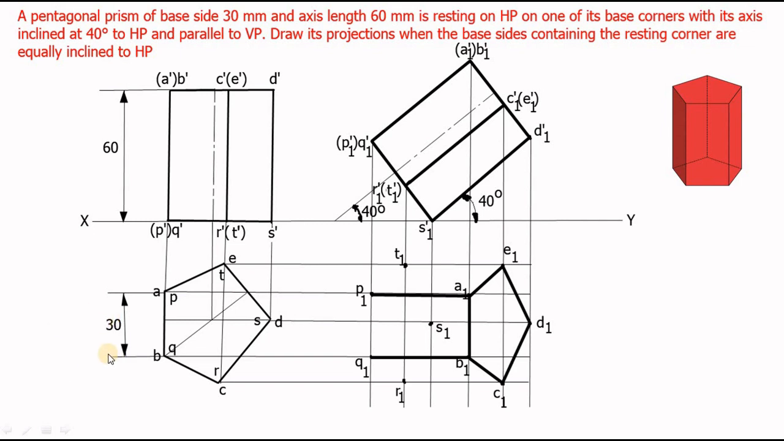So when you see the top view from here, AP will be visible, BQ will be visible, AE will be visible, PT will be visible, QR will be visible, BC will be visible. Okay, so first, AP is visible, so we have drawn already. QB is visible, so we have drawn already. Then we can draw AE invisible. Okay, so that we have drawn already.